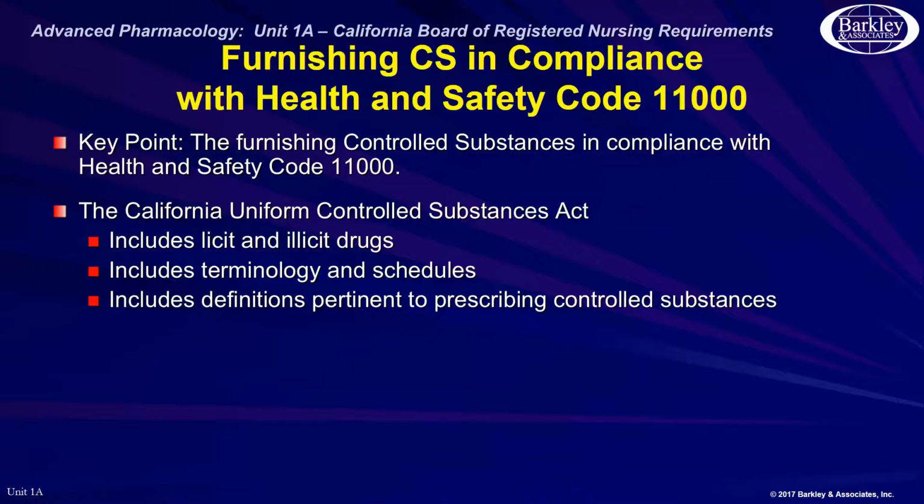The next key point on the list is key point number 4, and that is the furnishing of controlled substances in compliance with Health and Safety Code 11000. And this is the California Uniform Controlled Substances Act. This act covers any licit and illicit drugs. It includes terminology and schedules. It includes definitions pertinent to prescribing controlled substances.